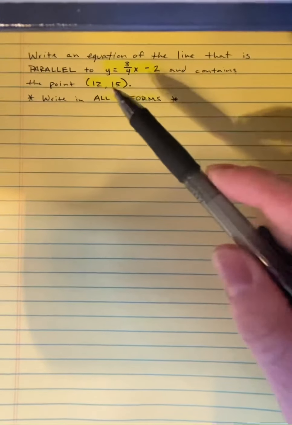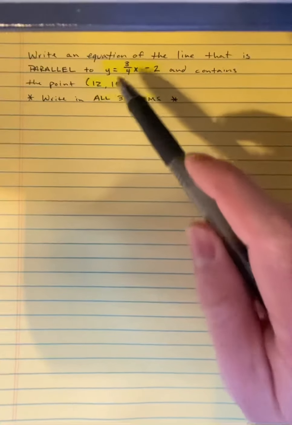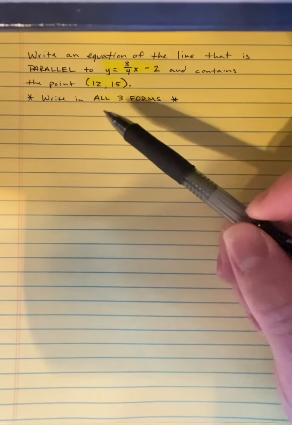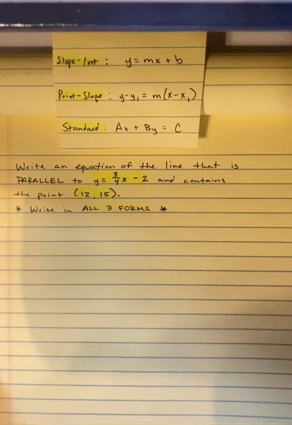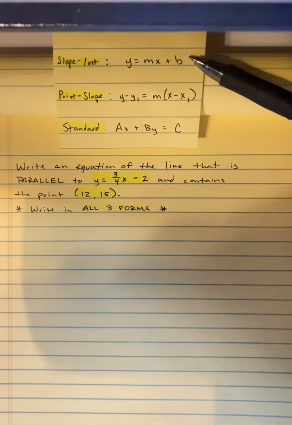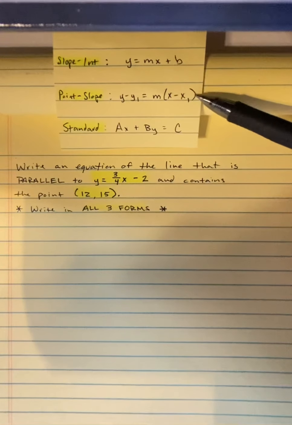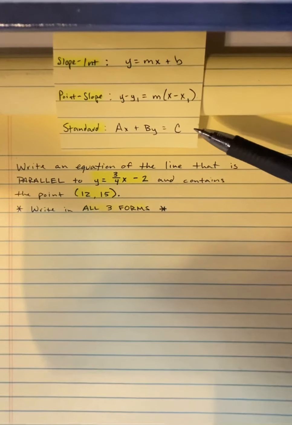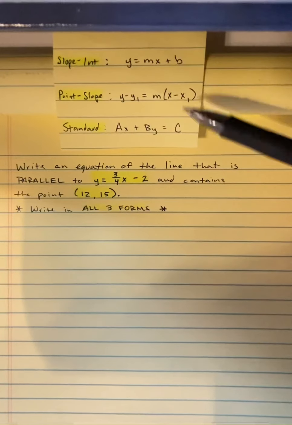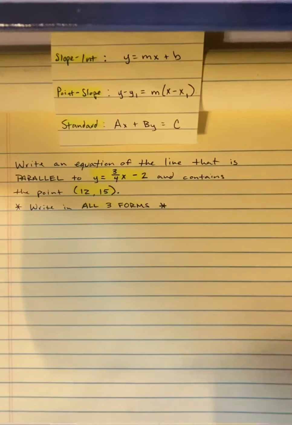So the problem here says write an equation of the line that is parallel to y equals 3 over 4x minus 2 and contains the point (12, 15). The problem also tells us to write the equation in all three forms. So I've written the three forms here. We need to write the equation in slope-intercept form, in point-slope form, and in standard form. And I'll move the paper back and forth to reference this.